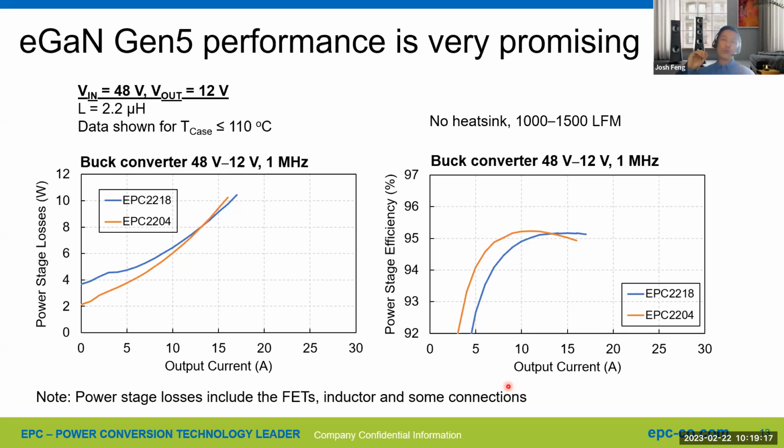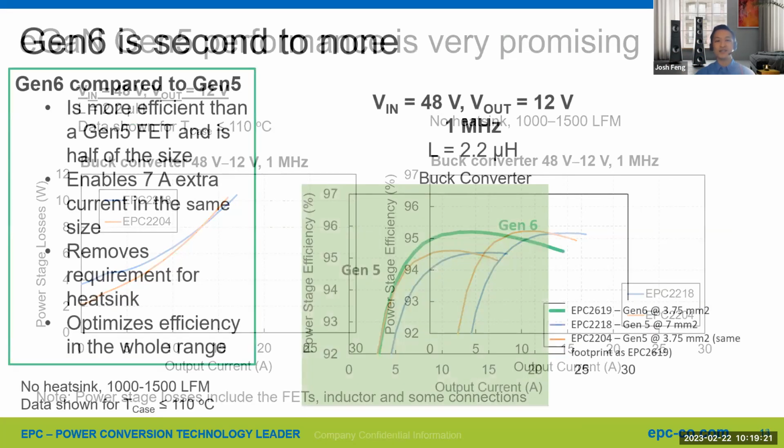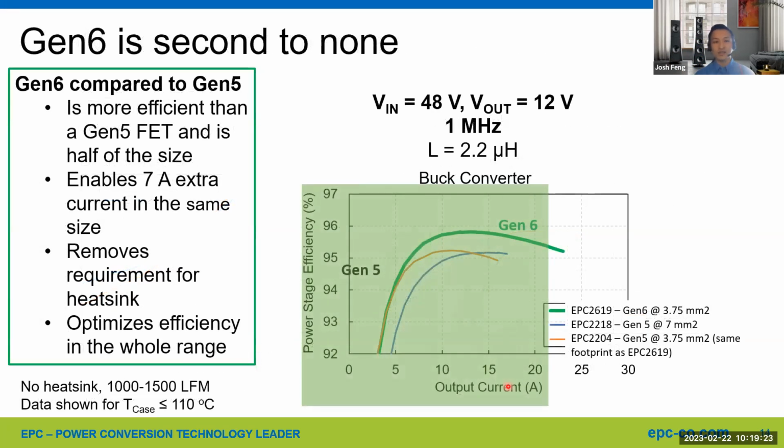However, if you take one more step forward, our generation 6 device is literally second to none. Let me start from this. It's definitely more efficient than our Gen 5, and it could be half the size of the 2218. It enables a couple more amps of extra current with the same footprint, reduces the requirement of heatsink, and optimizes efficiency across the whole range.